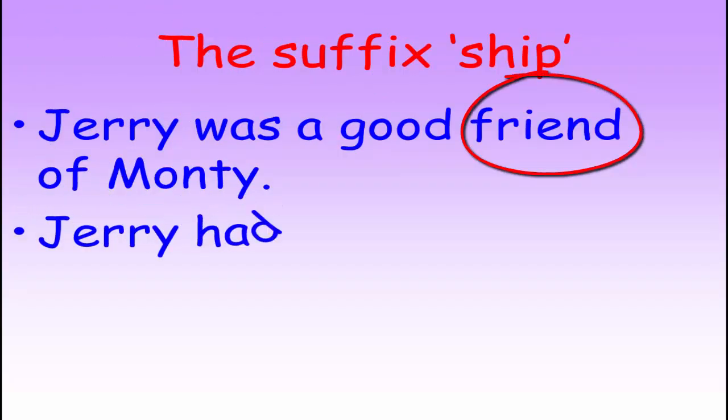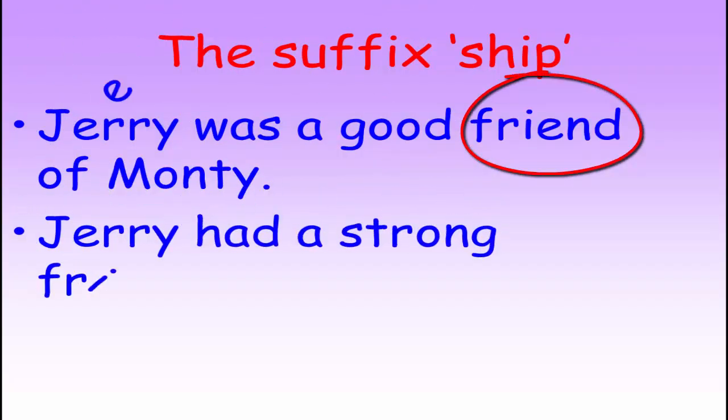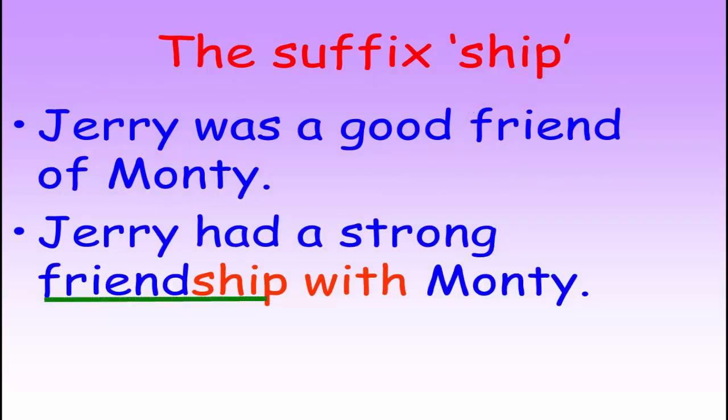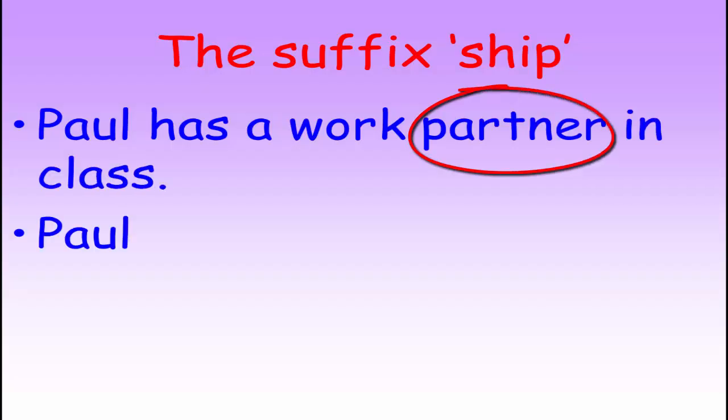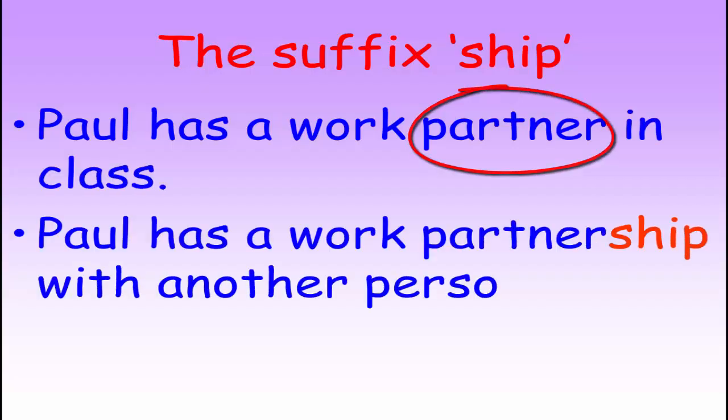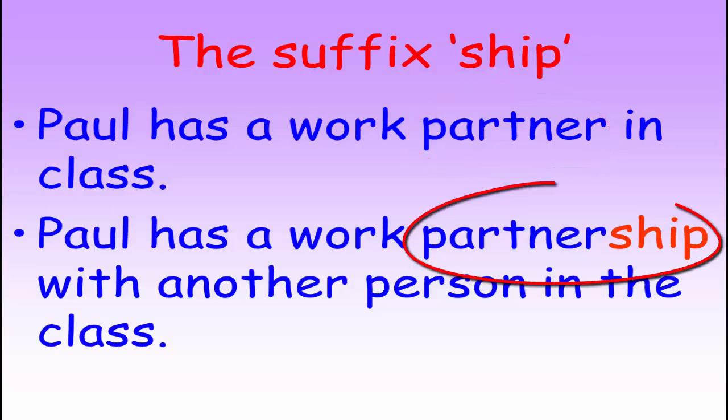And now the suffix ship. Jerry was a good friend of Monty, which means Jerry had a strong friendship with Monty. So friend was changed into friendship, and in this case a noun was changed into a noun but with a different meaning. Another example of the suffix ship. Paul has a work partner in class. Paul has a work partnership with another person in the class.